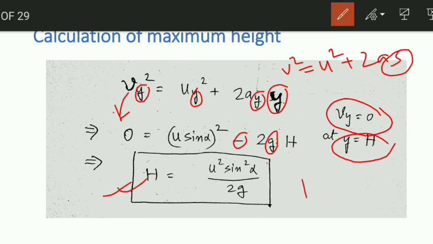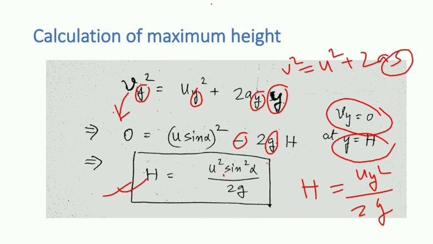Also we can write this. See, u sine alpha whole square, u sine alpha is uy, squared by 2g. So in case of any vector form, you can directly do the sum from here. So that is how we calculate the maximum height. Height is maximum when alpha is equal to 90 degrees. That means you are projecting it directly above your head.